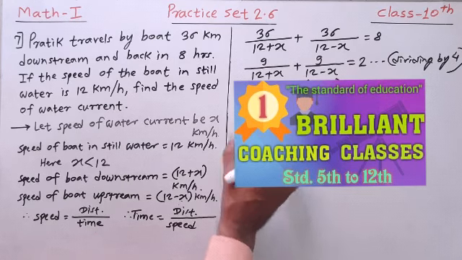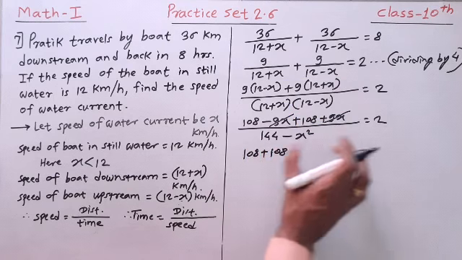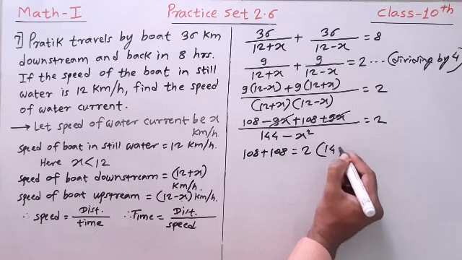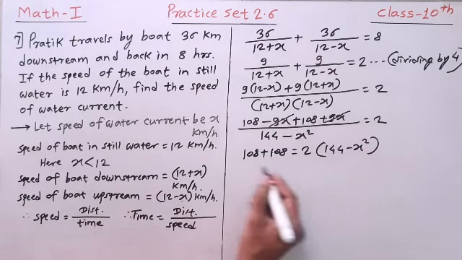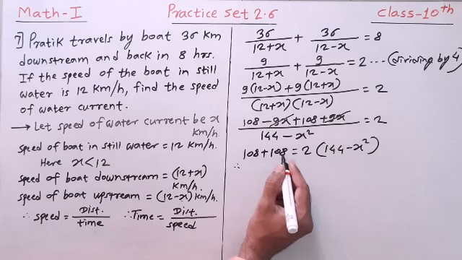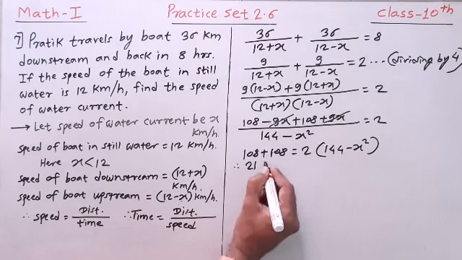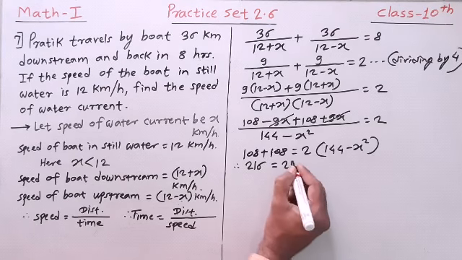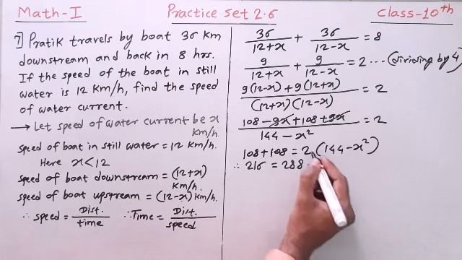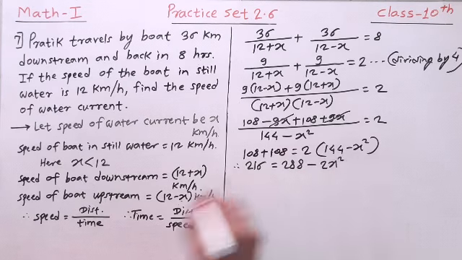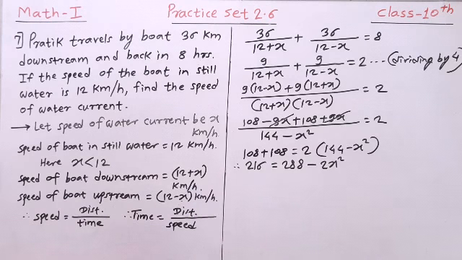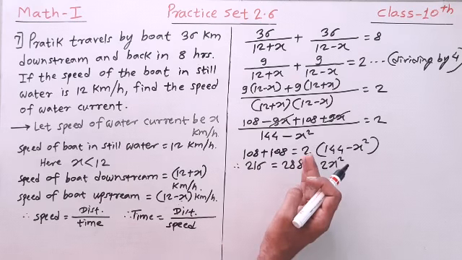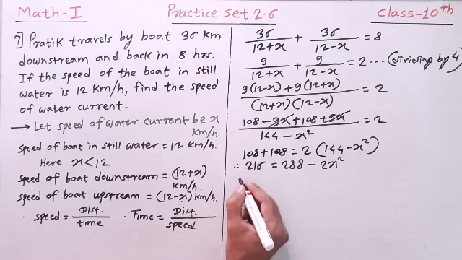And if we shift this denominator to the right hand side, it is divided here, it will be multiplied on the other side. So is equal to 2 in bracket 144 minus x square. 108 plus 108, it will be 216 is equal to 2 into 144, it is 288 minus 2 into x square, 2x square. Now let us shift this 216 to the other side, or you can also shift 288 on the left hand side. What we can write?